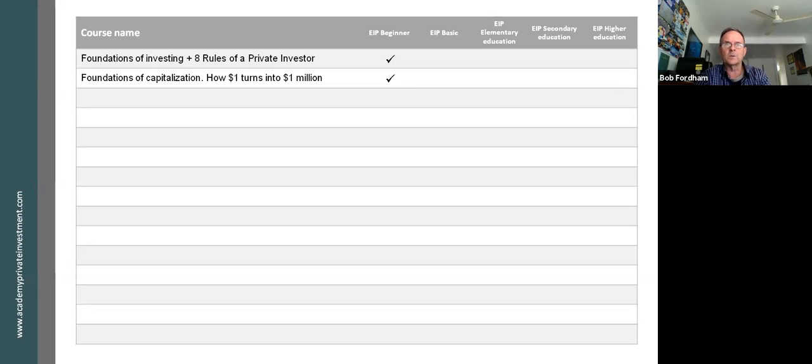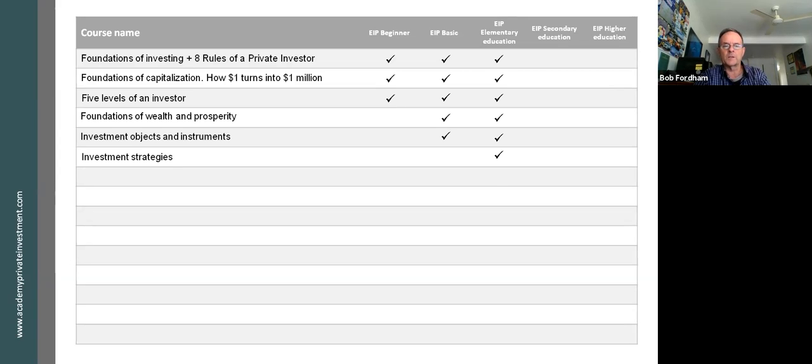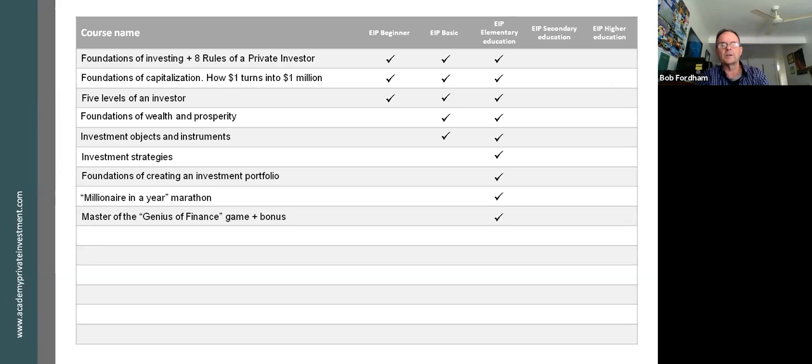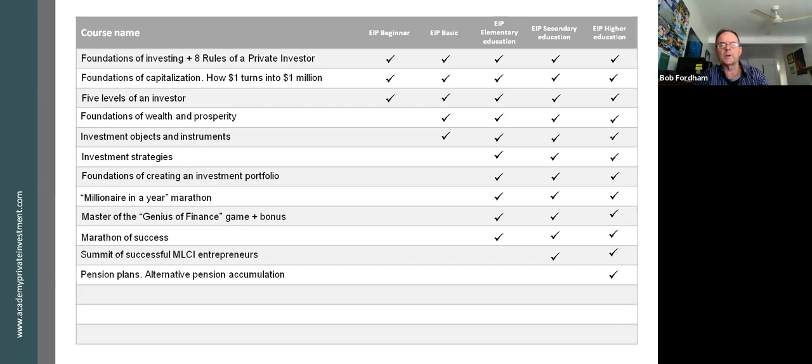When you know how to be on the right side of capitalization, the positive effects can create this amazing statement. 5 levels of the investor come with the basic packages and the foundations of wealth and prosperity, investment objects and instruments, investment strategies, foundations of creating an investment portfolio, Millionaire in a Year Marathon, the Master of the Genius of Finance game and bonuses as featured in that little video, Marathon of Success, Summit of Successful MLCI Entrepreneurs, Pension Plans, Alternative Pension Accumulation, distance learning of the private investor, and the first steps of becoming a private investor / professional, and a qualified investor levels 1 to 8.